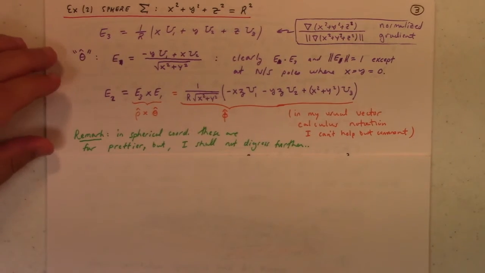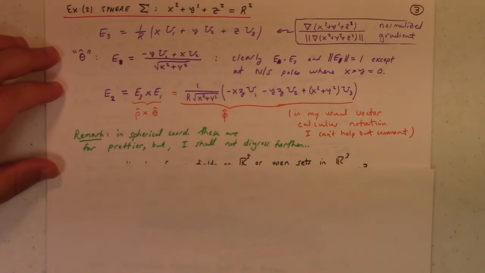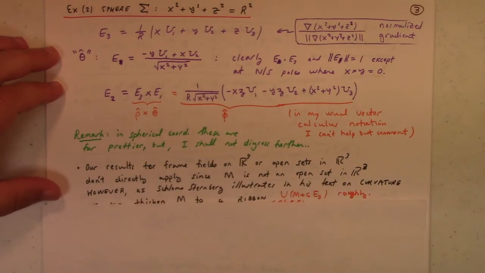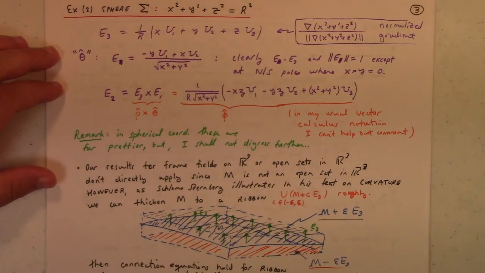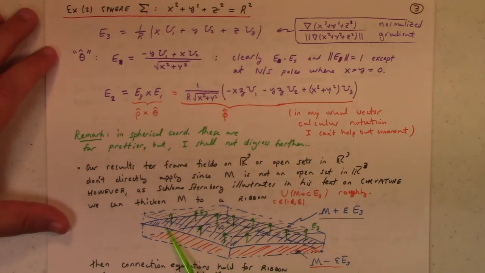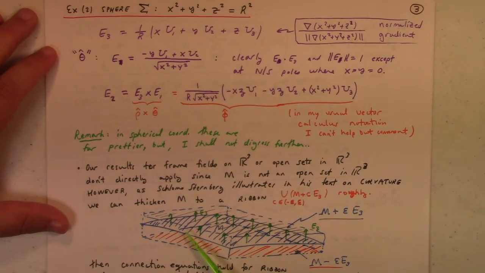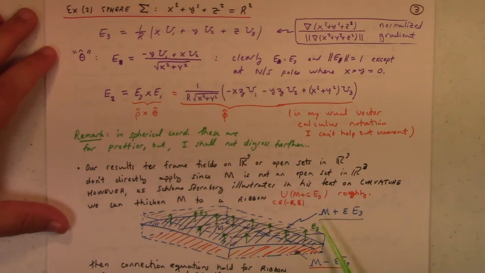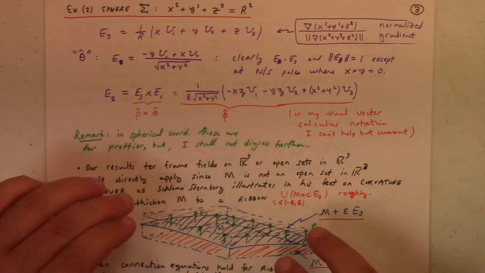Well, you can look at what's called the ribbon, right? What you can do is just thicken, so to speak, the surface. What you do is like this. You imagine the surface is like the blue, the M, and then you just continue it along the normal lines, or the normal vector field E3 in this case, plus or minus epsilon, and that gives you a thickening of the surface.